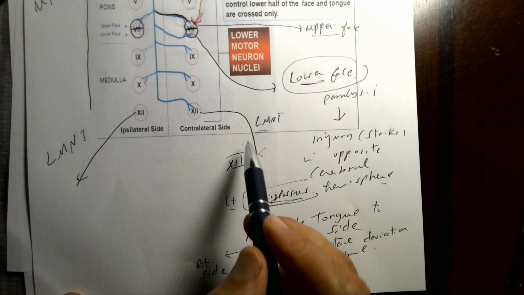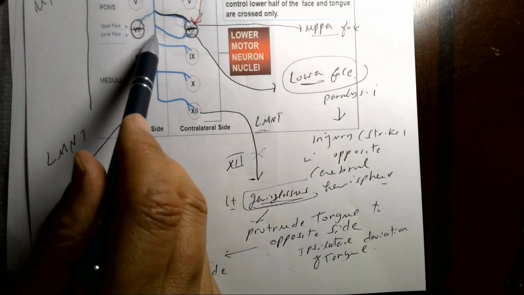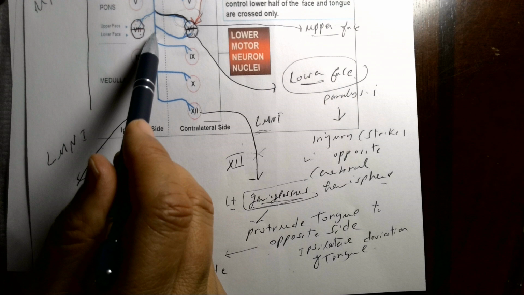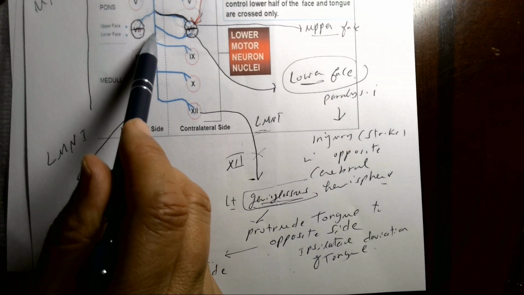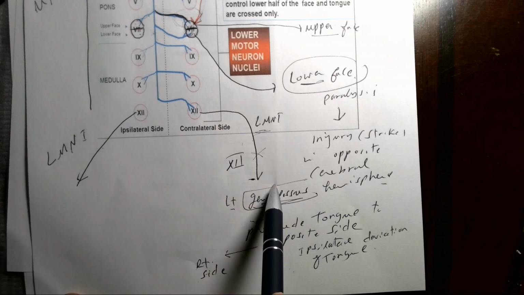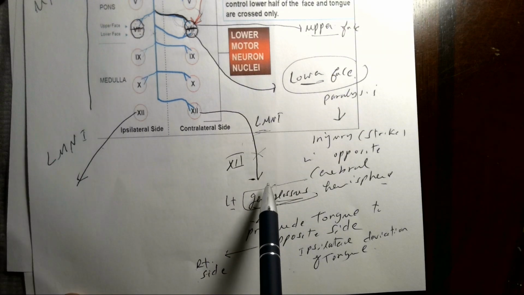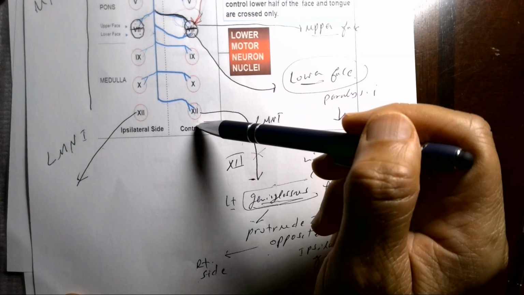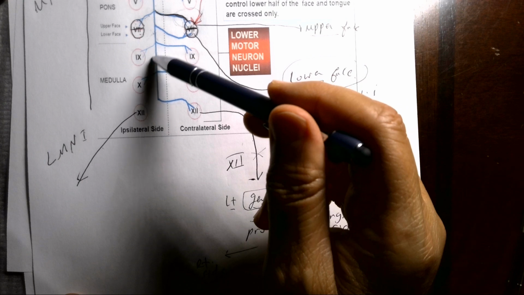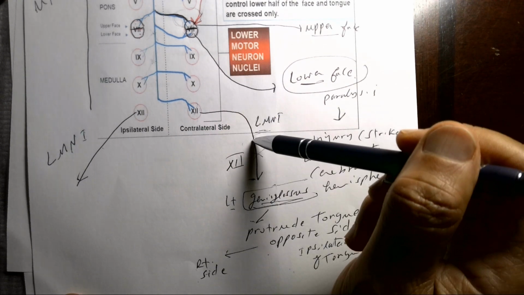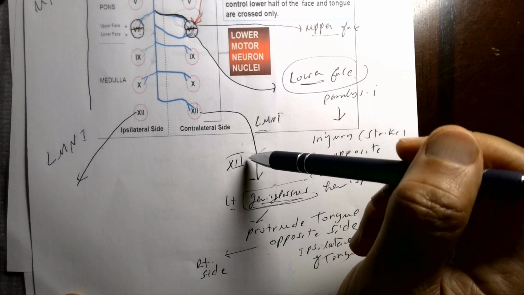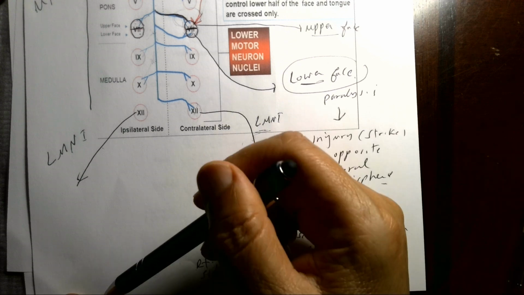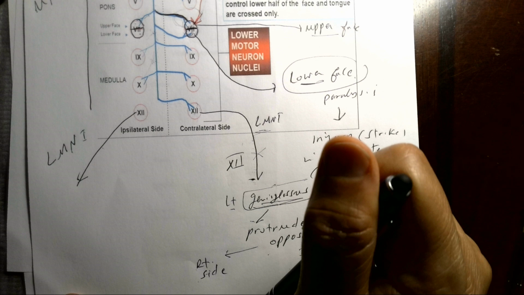However, if the lesion is in the upper motor neuron here, which hypoglossal nerve is affected and which side of the tongue? This is right, so it means the left side, correct? It means the left side of the tongue. Okay, so you need to pay attention to this fact. If there is injury on the right side here, the tongue is paralyzed and is going to point again to the side of the injury. You see what I'm saying?